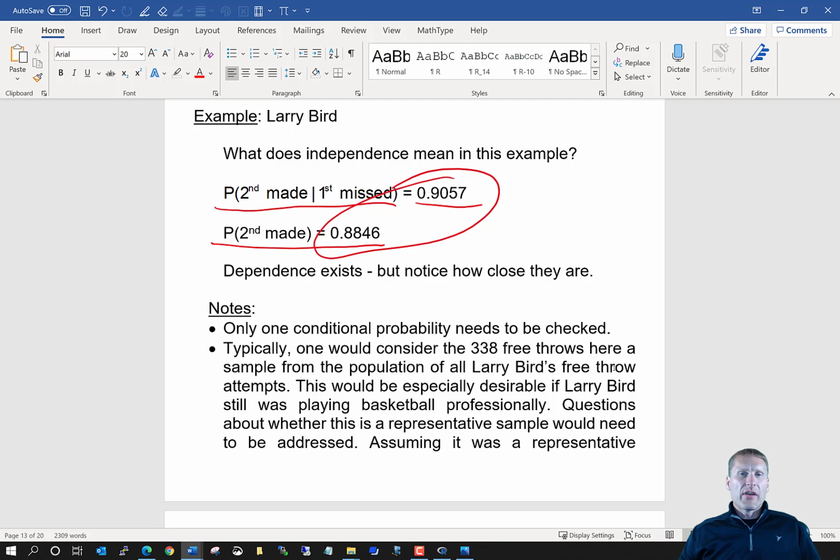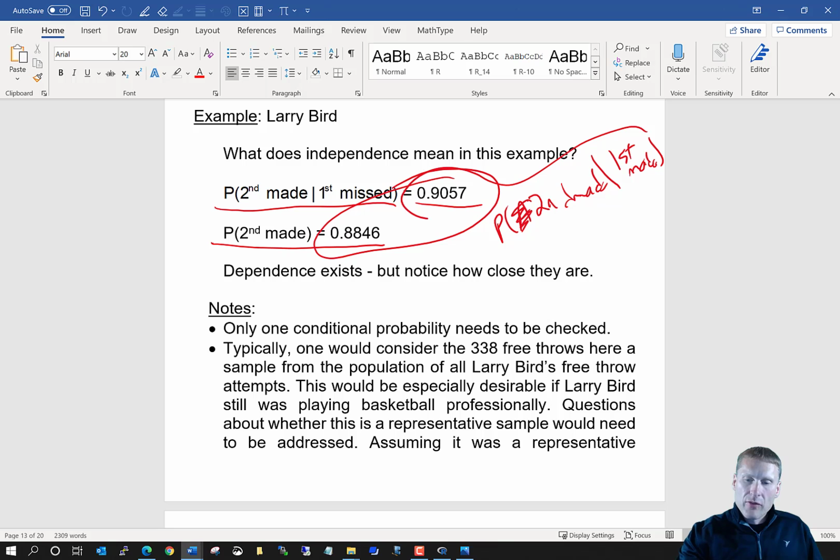But notice how close they are, and refer to our discussion before with respect to how this is a sample, and later in the semester we will look at it from the point of view of trying to generalize to a population. One could also compare the probability that the second is made given first is made to 0.9057 as well. You're going to see that they are close, but they're not exactly equal. So at least in the sample itself, we do have dependence.